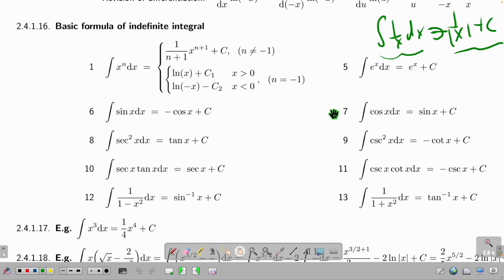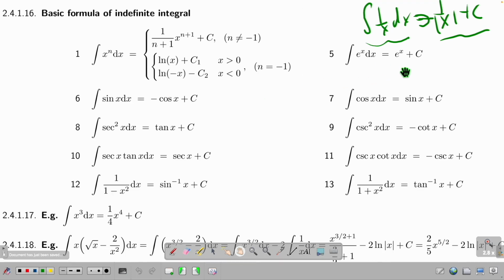Now we have this table. I didn't talk about how you actually do integration. Then how do I get this table? Very simple. You just differentiate the right part and see whether or not it gives you the left part. If that's true, that means this table is true. I define everything by differentiation.